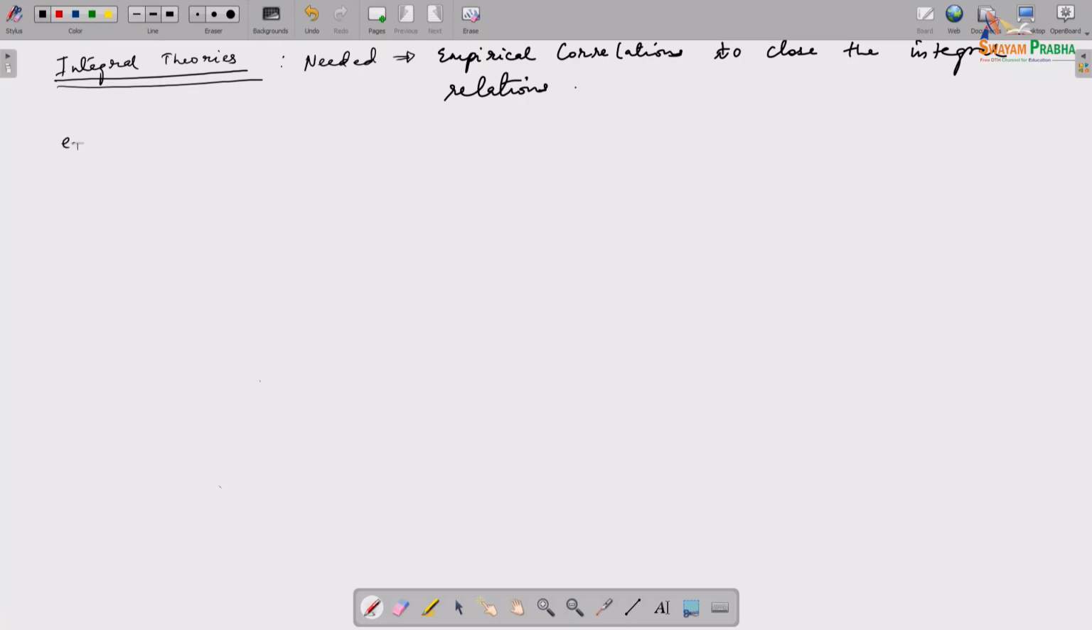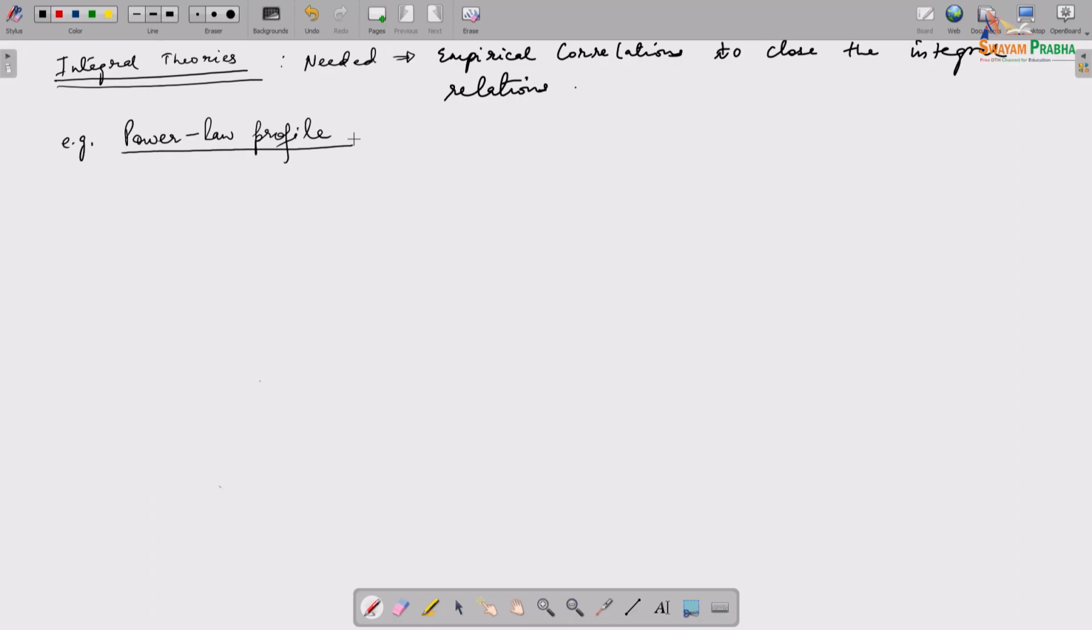Now, for example, the power law profile. The point is, how do the components of velocity within the boundary layer, which are small u and small w, behave? That's the profile we're talking about when I say power law profile. We use this small u, which is the velocity within the boundary layer, which we just saw.